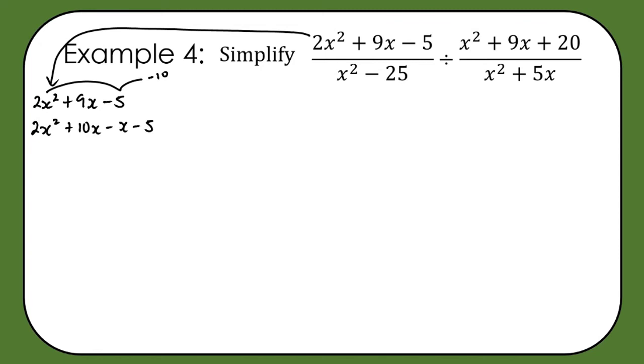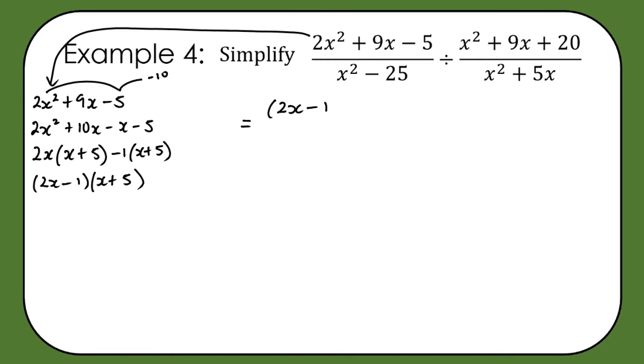Again, you could put them in the other way around. 2x is a common factor in the first 2 terms. Negative 1 is a common factor in the second 2 terms. And so we're going to get 2x minus 1 times x plus 5. Okay, so let's go back over here. So I'm going to put that factorisation in place of the expanded version on the first numerator.